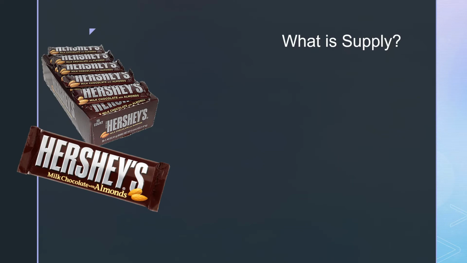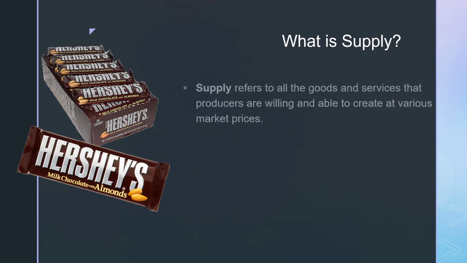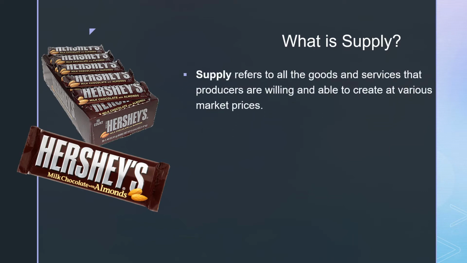So before we get too much further into graphs and numbers, I think we should break this down in real people talk. What is supply? Okay, supply just refers to all the goods and services that producers are willing and able to create at various market prices. Okay, that's all it is.